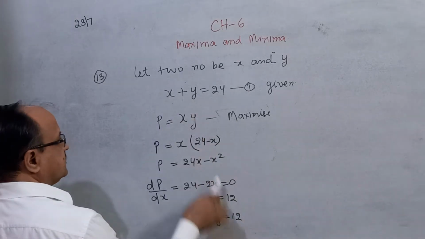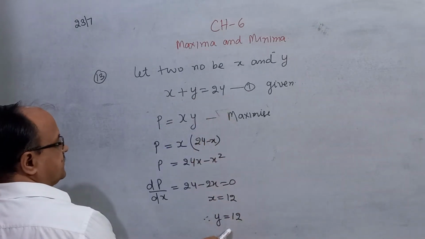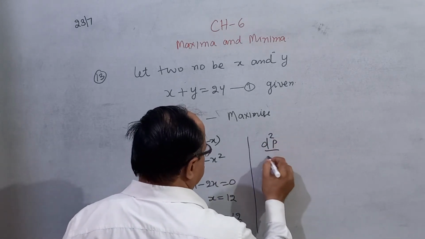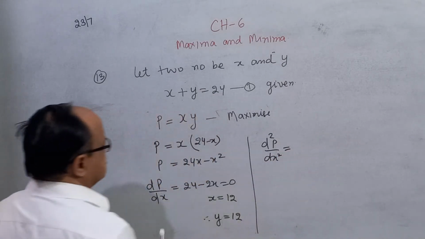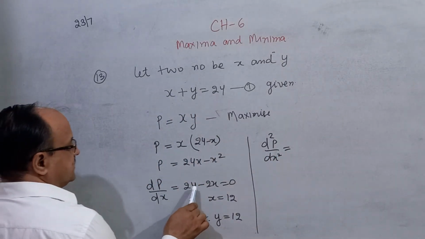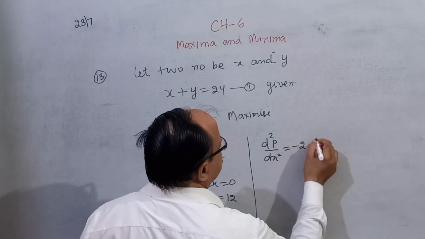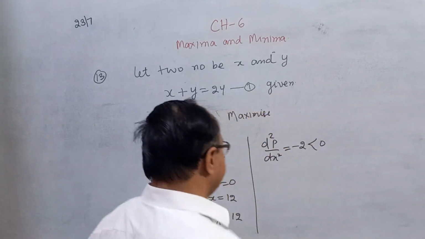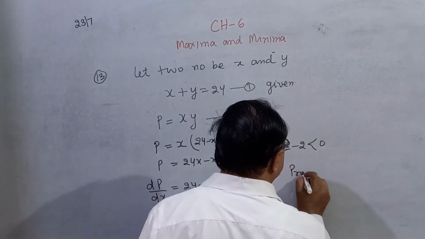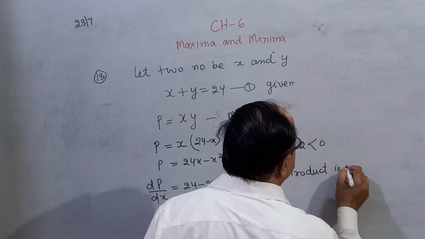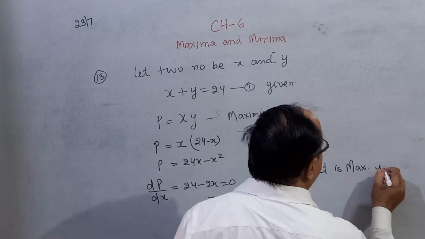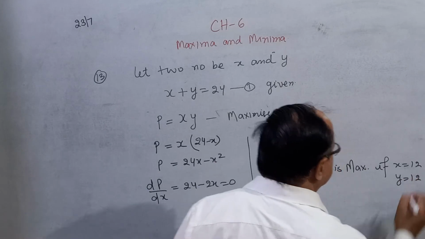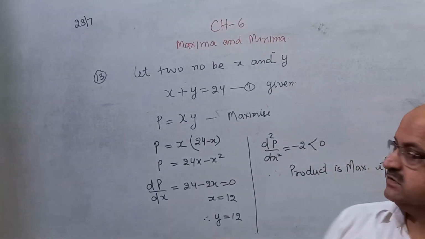Put x equal to 12: 24 minus 12, that is 12. Now find its second order derivative, d square P upon dx square. The derivative of 24 is 0 and of minus 2x is minus 2, which is less than 0. If the second order derivative is less than 0, it means maximum. Therefore you can say the product is maximum if x is equal to 12 and y is equal to 12. This is the solution of question number 13.